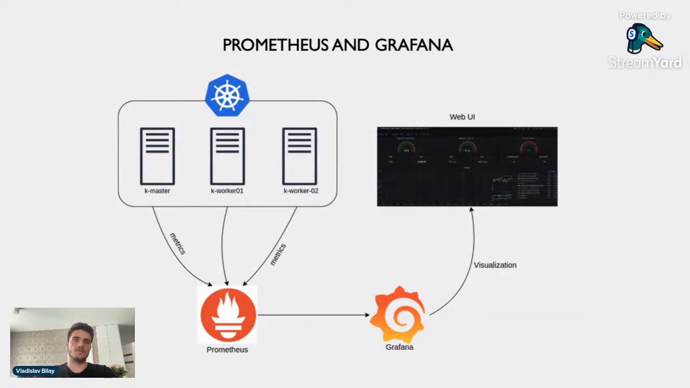The next one is Prometheus and Grafana. This monitoring tool is essential for maintaining visibility into your cloud-native applications. Prometheus collects metrics from various components, while Grafana provides visualization and alerting capabilities. Their integration allows you to create custom dashboards and gain deep insight into your system performance.